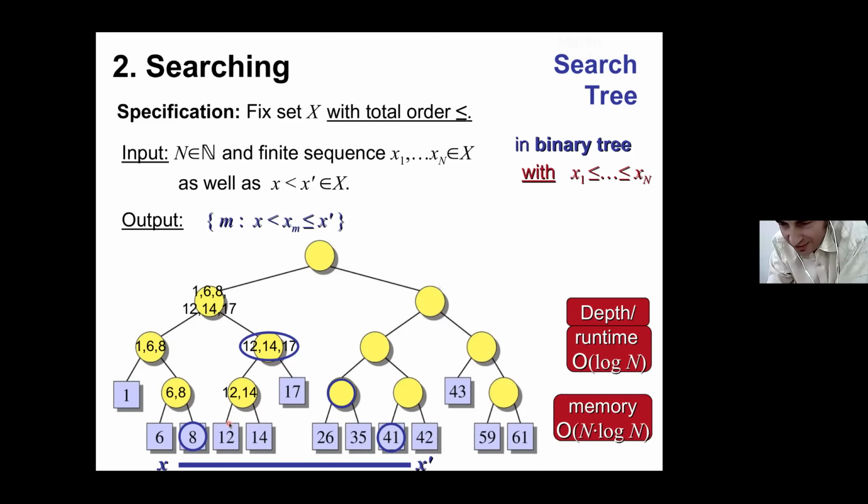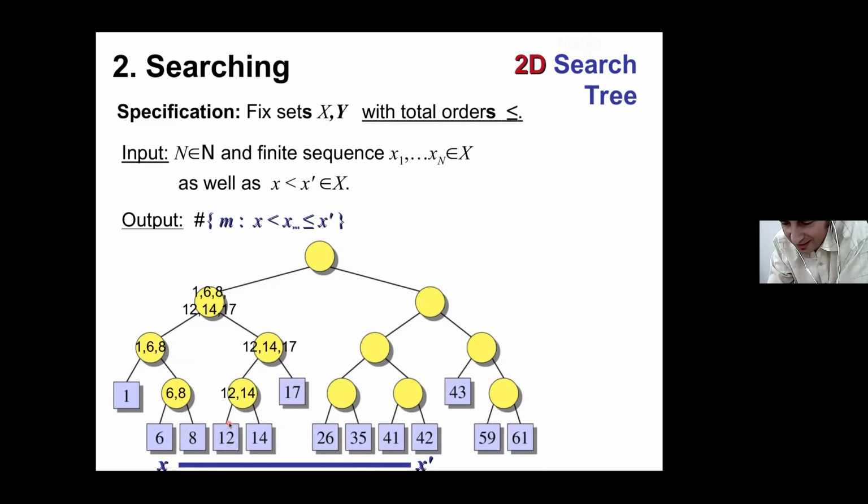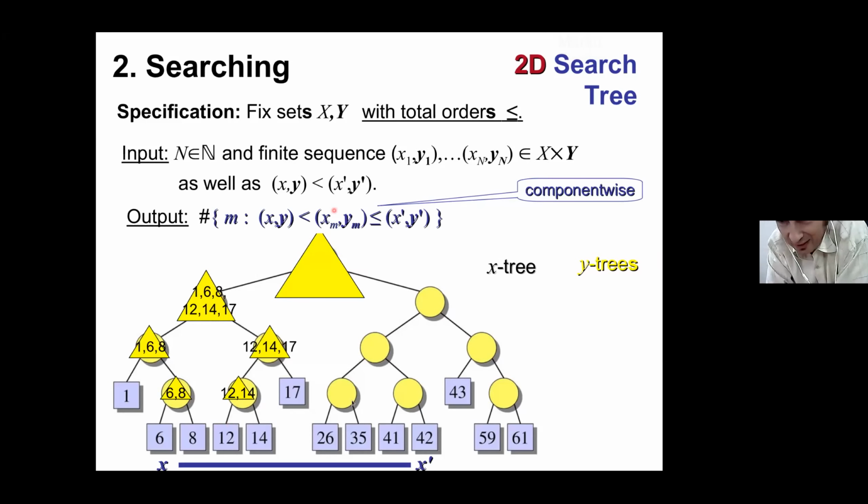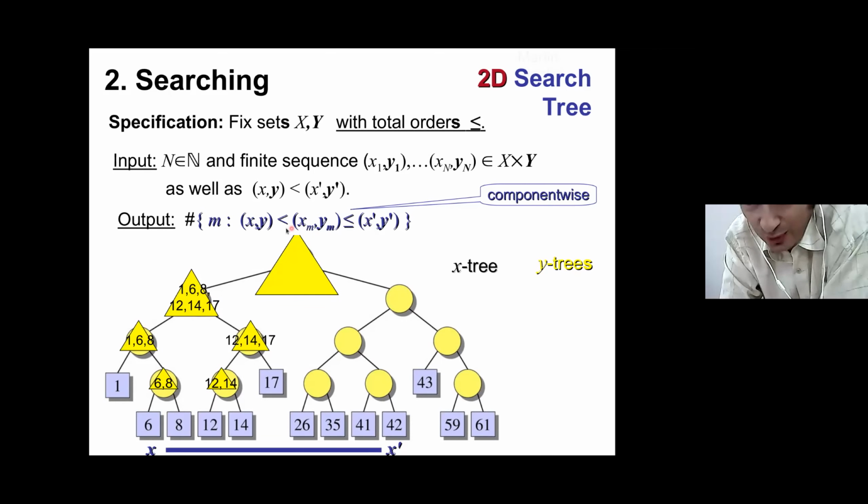But the good thing about these binary trees was that you can generalize this to two dimensions. Okay, to counting elements in an array of pairs which are between a given pair and another pair, where this is called key components, but this means that x should be less than or equal to x_m, which should be less than or equal to x prime, and y should be less than or equal to y_m, which should be less than or equal to y prime. Okay, so if you draw this in a plane, it is like you count the points in a rectangle. Okay? Given by the left lower corner xy and the right upper corner x prime y prime.